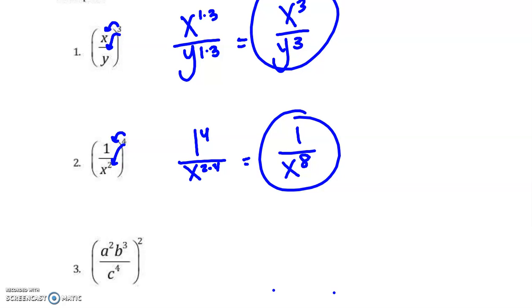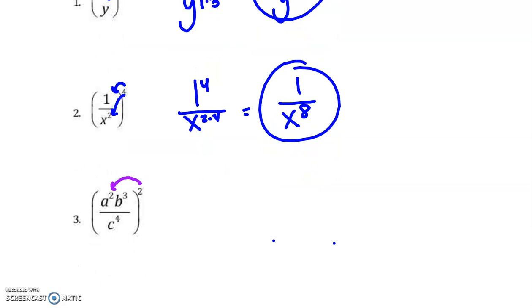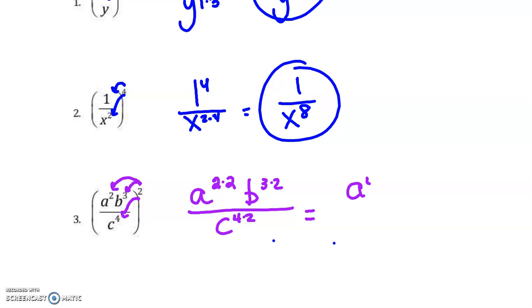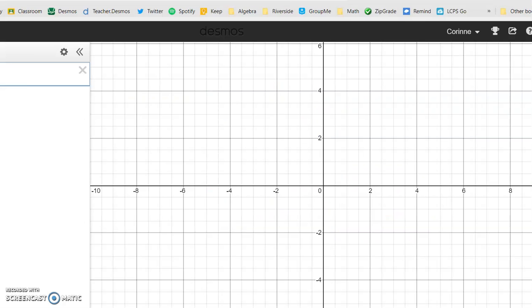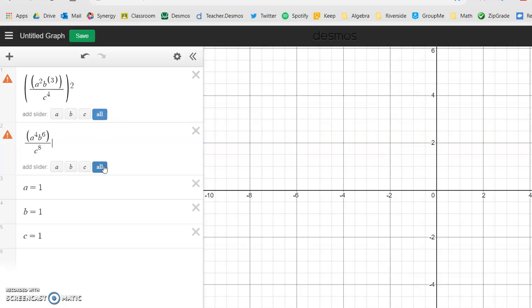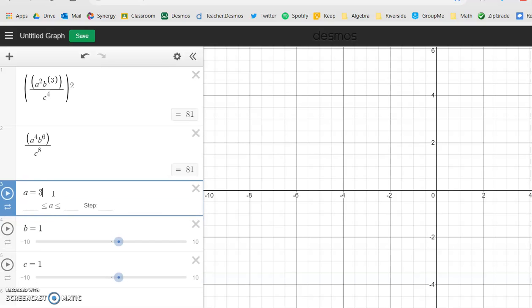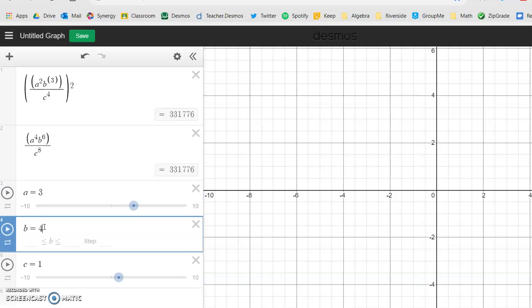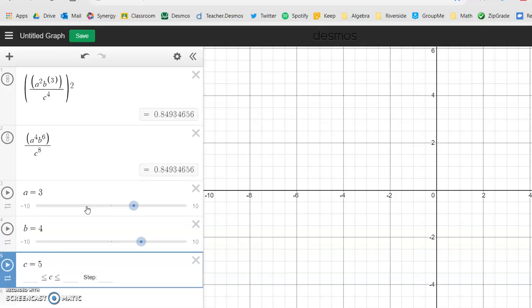So we have one final one. We're going to reach for the stars here. I'm going to distribute this 2 into everything inside these parentheses. A to the 2 times 2, B to the 3 times 2, over C to the 4 times 2, equals A to the 4th, B to the 6th, over C to the 8th. And I can double check this one in Desmos, so I will. We're going to add sliders to all. Set these to anything other than 1, 3, 4, 5. They should be equivalent, and in fact they are.